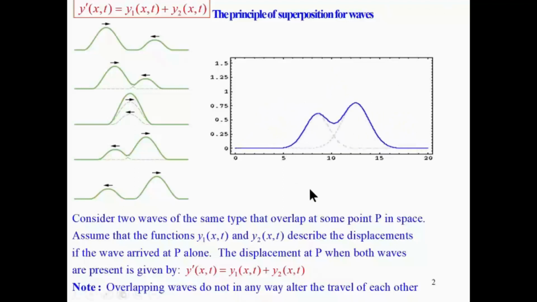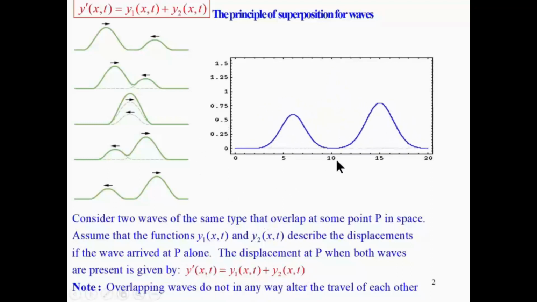So first, what is the superposition principle? The superposition principle in mathematics simply says that if you combine two wave functions, two waves, the resultant wave function is just the linear combination of the individual wave functions, the individual displacements. So this equation here is simply the superposition principle.